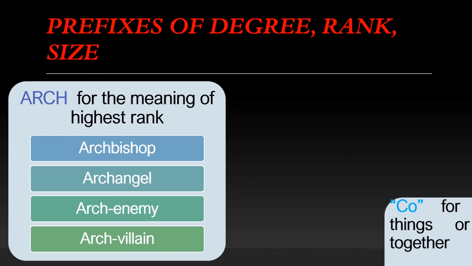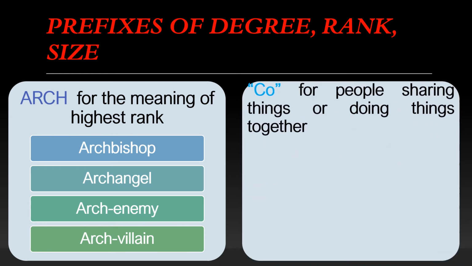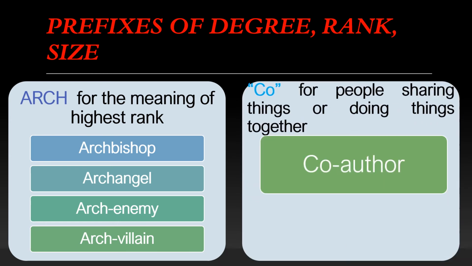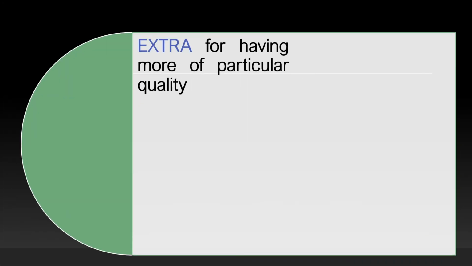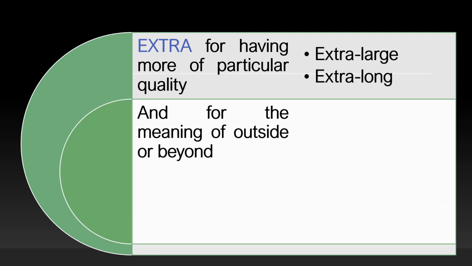the angels. And another example is co, which is used for people sharing things or doing things together. For example, co-author and co-operate. Another example for prefixes of degree, rank and size is extra, which is used for many different meanings. For example, it is used for having more or extra of a particular quality. For example, extra large or extra long.